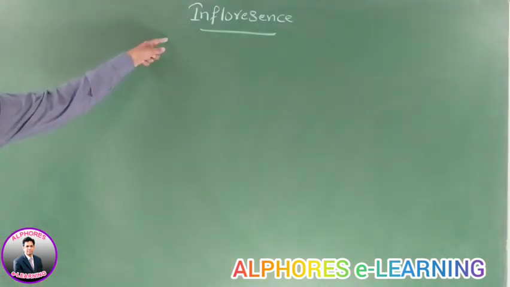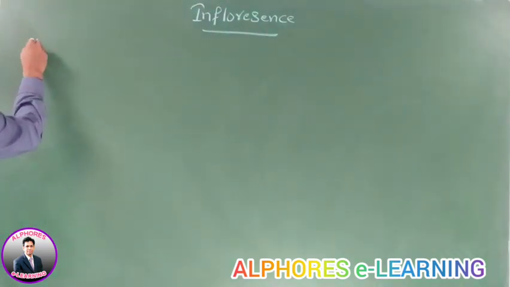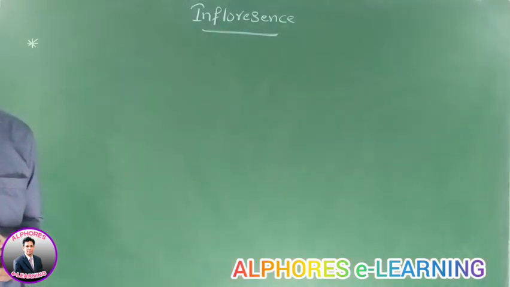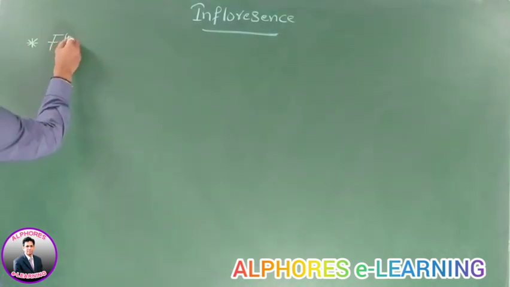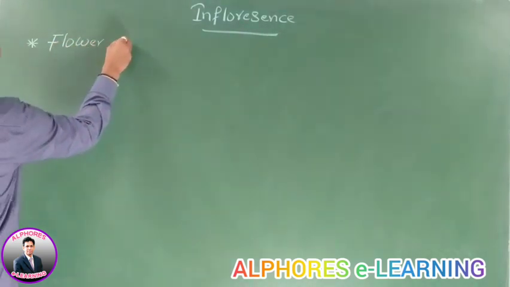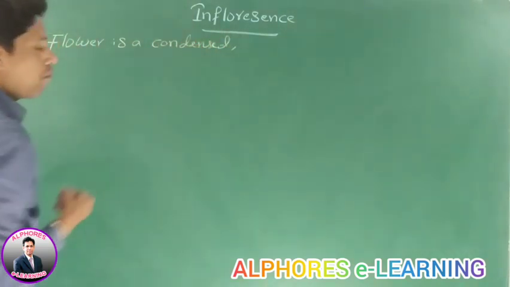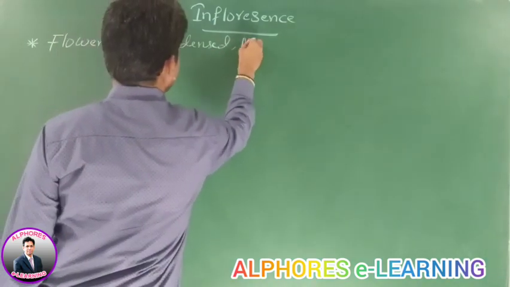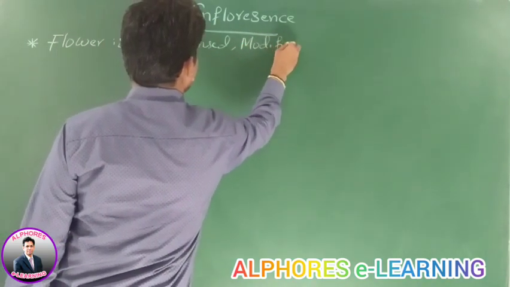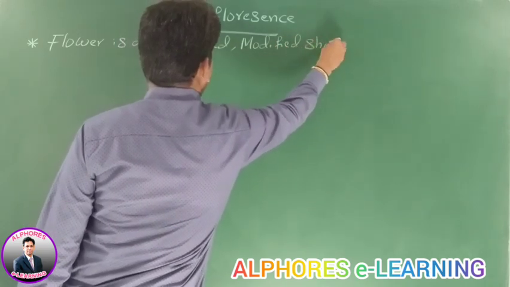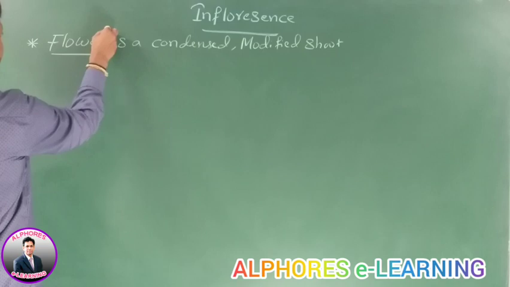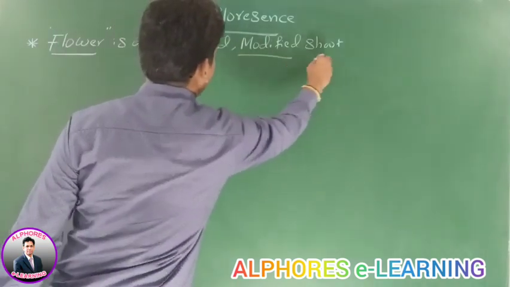We are discussing inflorescence, right? Now listen here. Sir, flower is a condensed, modified shoot. Flower is a what? It is a condensed, modified shoot.